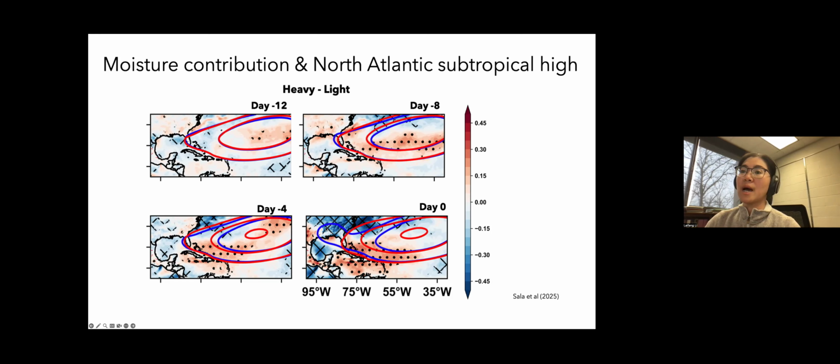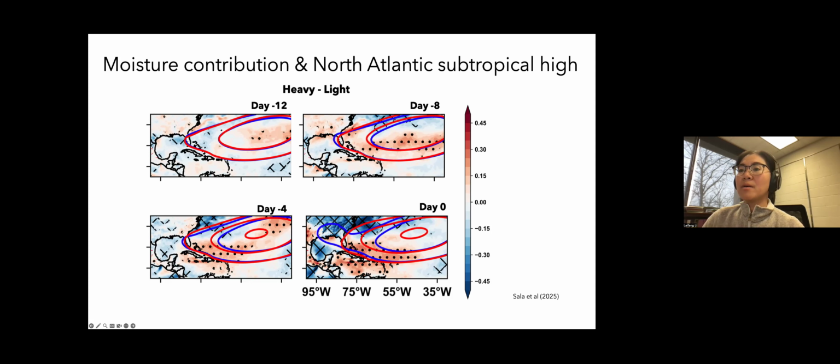And if we plot out the geopotential height isoline representing the North Atlantic subtropical high, we can see the red color representing the light rainfall events and blue color representing the heavy rainfall events. We can see, the reverse is true. The red color represents heavy rainfall events and the blue color represents light rainfall events. We can see during the event day, the North Atlantic subtropical high is much intensified during the heavy events.